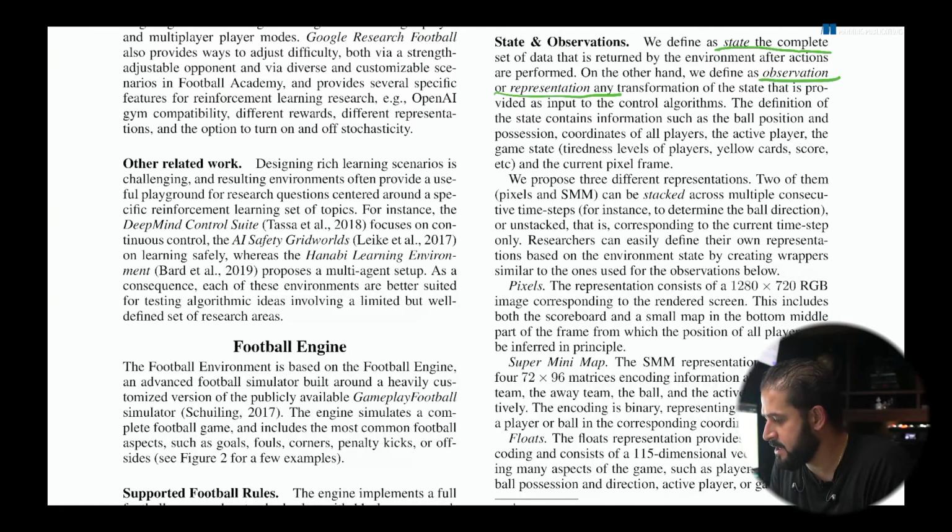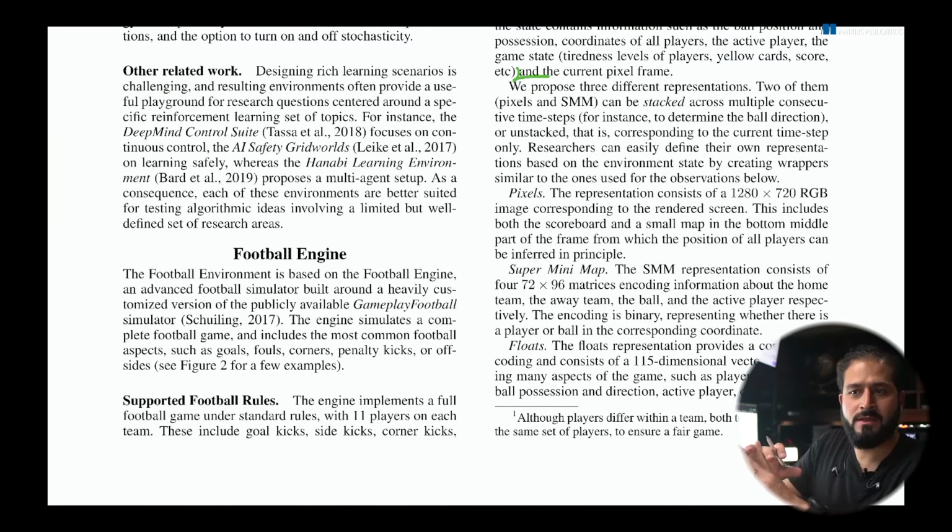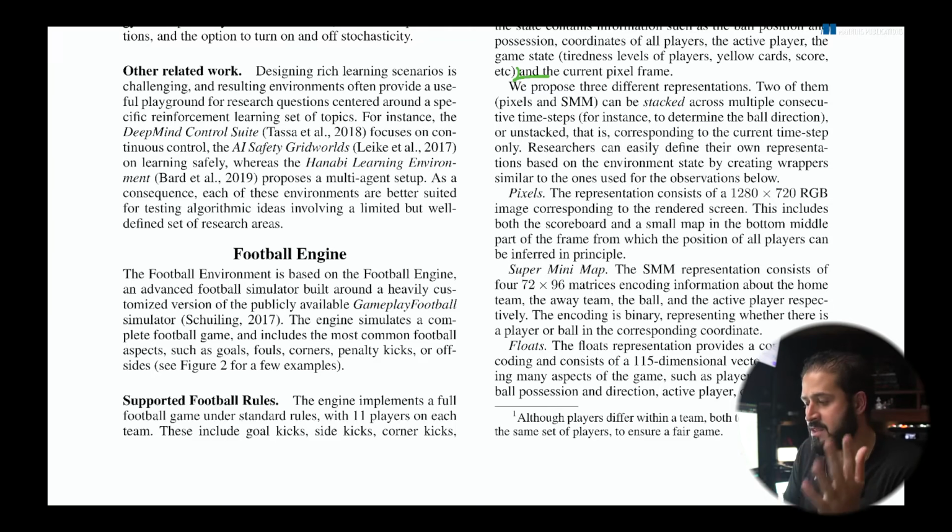Let's see. Information. Okay, so the definition of the state contains information such as the ball position and possession, coordinates of all the players, the active players, the game state, the tiredness levels of the players, yellow cards, score, etc. Of the current pixel frame. Great. So you have the state contains all of the information we need. Okay, everything is going to be there.